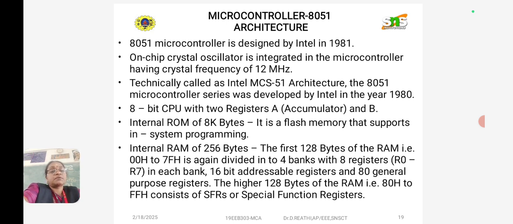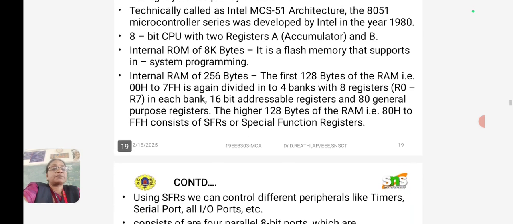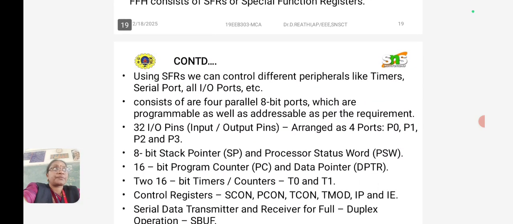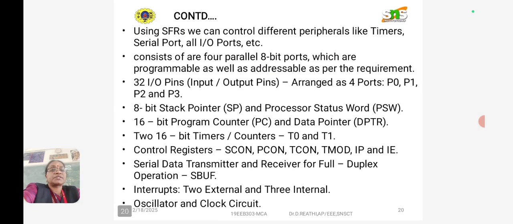We can represent them as R0 to R7 in each bank. It also consists of 16-bit addressable registers and 80 general purpose registers. The higher half of the RAM starts from 80H to FFH and consists of SFRs, that is, special function registers, included in this upper area of RAM. Using the SFRs, we can control different peripherals like the timer, serial port, all IO ports, etc.